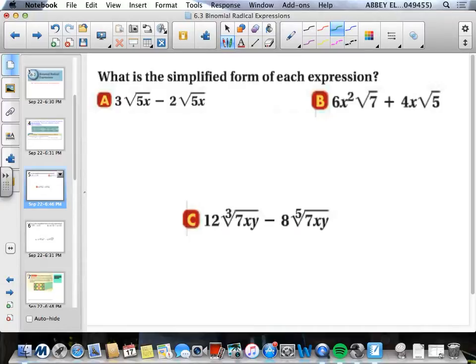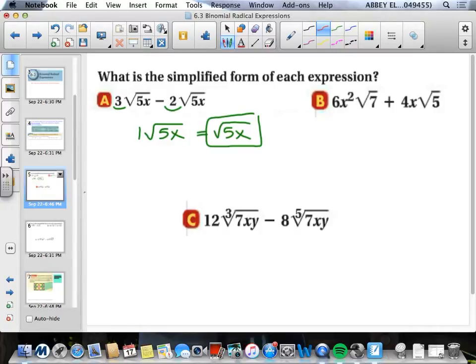On the first one, I need to ask myself, is my index the same? And is my radicand the same? So I can see I'm taking square root here, and the 5x is underneath both of those radicals. So I can go ahead and simplify this. If I have 3 square roots of 5x minus 2 square roots of 5x, what's 3 minus 2? 1. So I have 1 square root of 5x. Do I really need that 1 there, though? No, not necessarily, so I can just write this as the square root of 5x. Okay, that's my final answer.